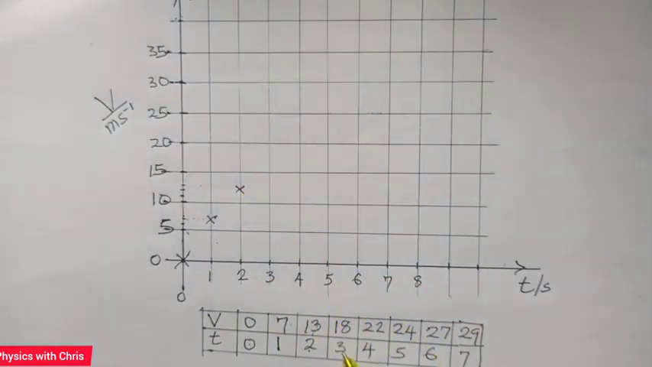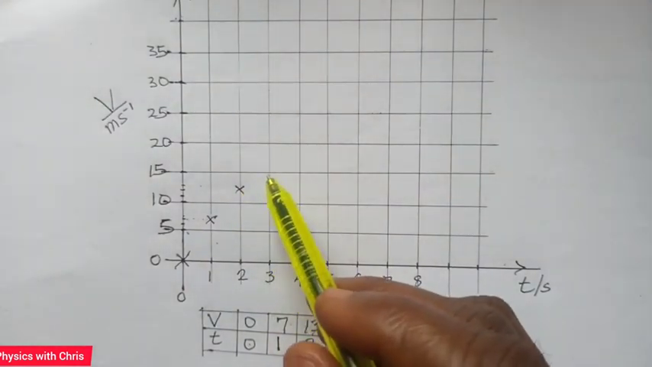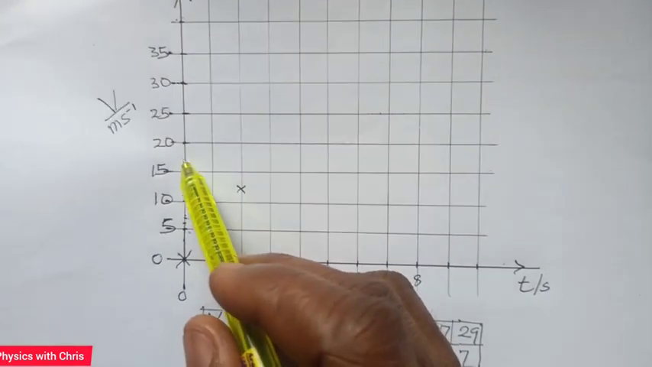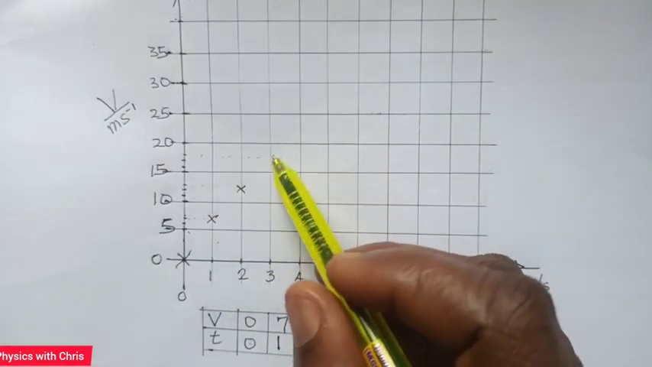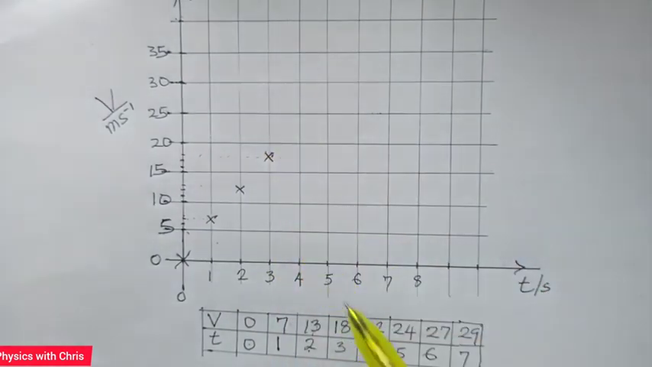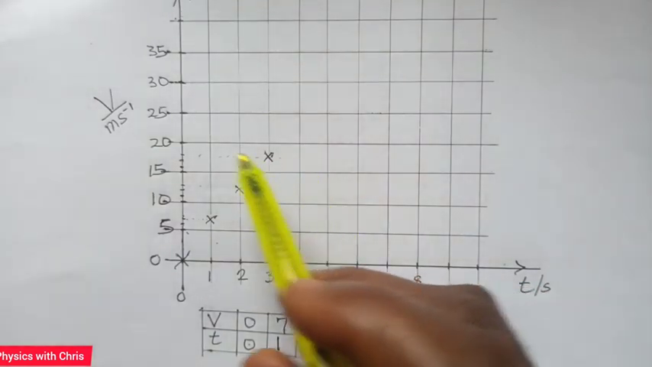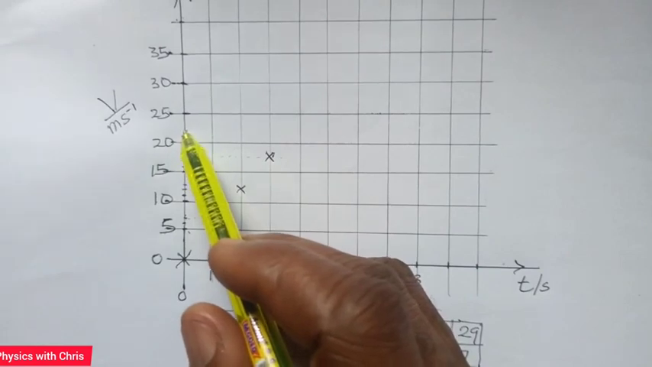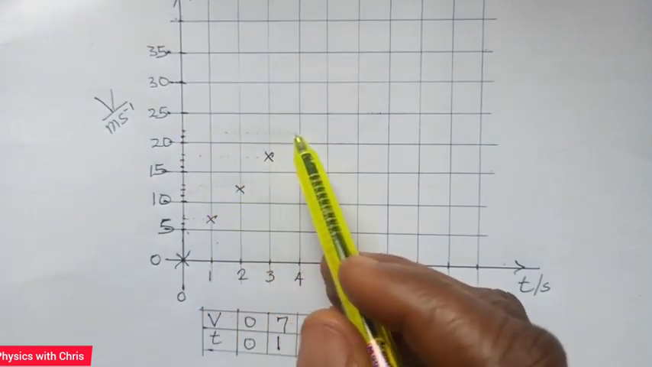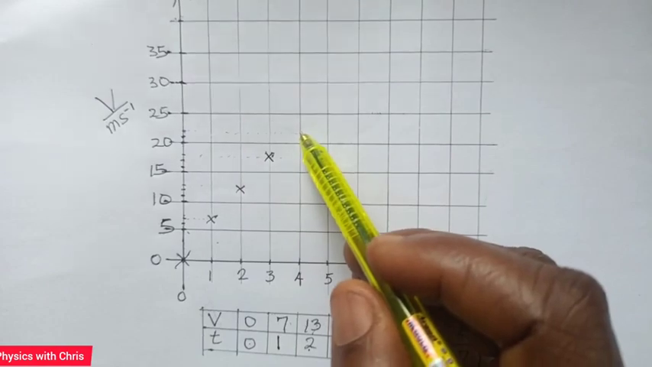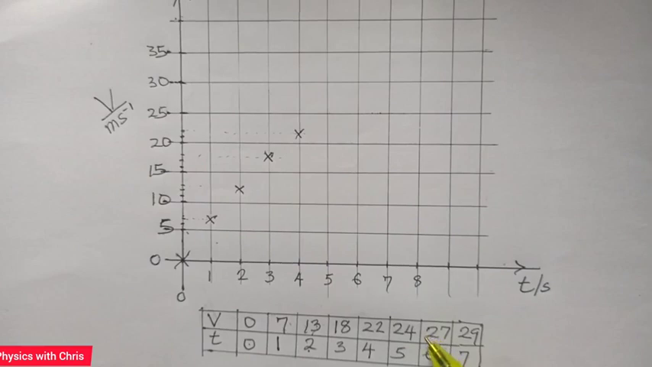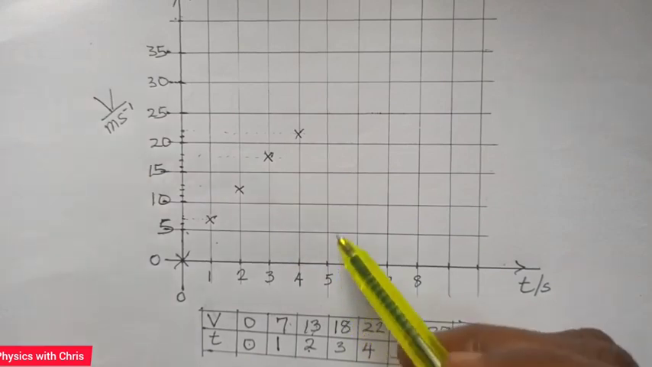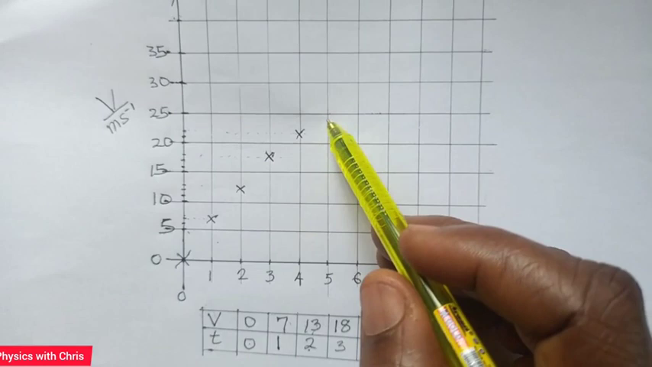For a time of 3, the speed was 18. This is 15, this is 16, 17, 18. I plot that against 3 seconds here. When time is 4 seconds, 22 was the velocity. So this is 21, this is 22. In your own case, you can use your ruler to trace this out. Then for 5 seconds is 24, very close to 25, around here.